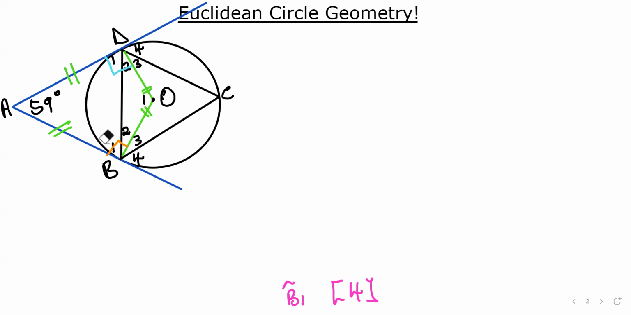Hopefully I still remember the angles which are equal to each other. So yes, we need to find the size of angle B1. That's fine. But this is what we know. We know that if you take B1 and you add it to B2, you will get 90 degrees because we said angle OBA is 90 degrees.